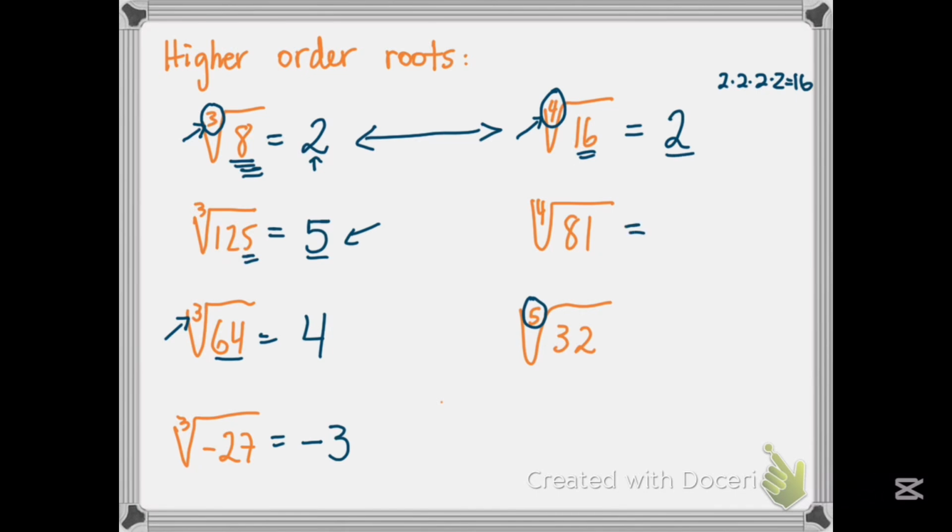In this case, the fourth root of 81 is 3 because of the same. 3 times 3 times 3 times 3 is 81. And finally, the fifth root of 32 is 2.